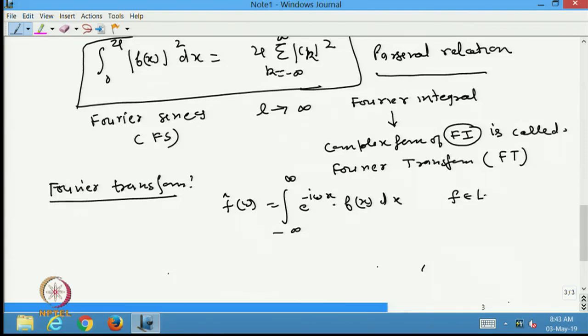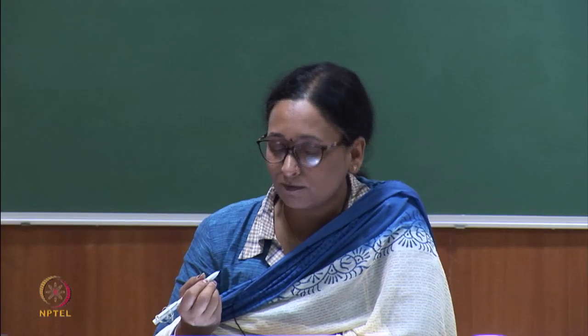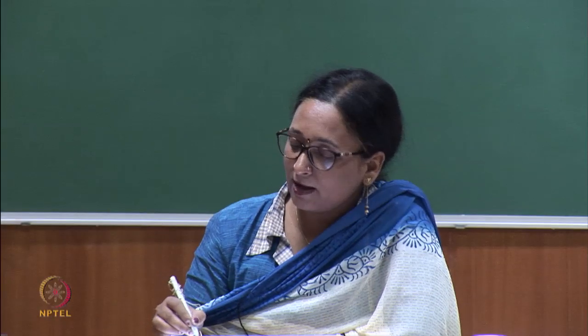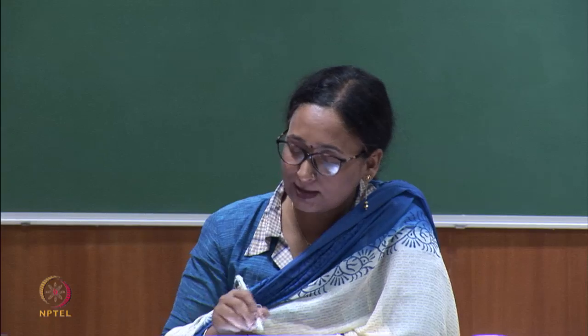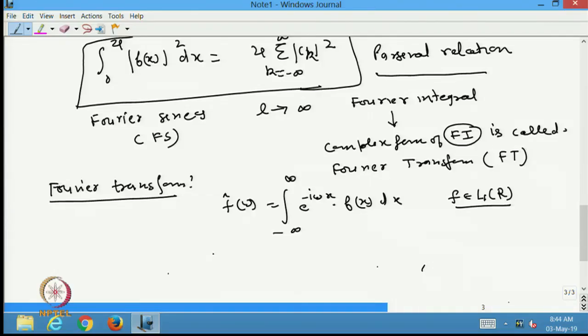For f belongs to L1(R). We have already seen this kind of spaces, L1(R), L2, Lp(R) for p greater than or equal to 1. So, I do not need to redefine what these L1(R) spaces are. So, this is a Fourier transform of a function f(x) which belongs to L1(R). This is an improper integral. So, if I am talking about an improper integral, I also have to talk about its convergence. So, for that reason I am taking f belongs to L1(R), because if f belongs to L1(R), this Fourier transform always exists. That I can show you also.